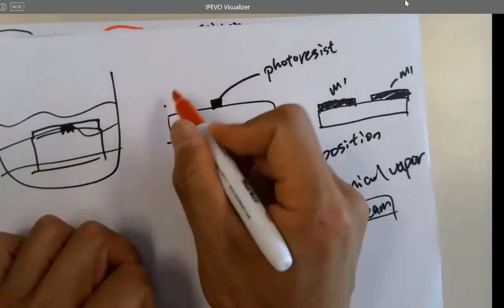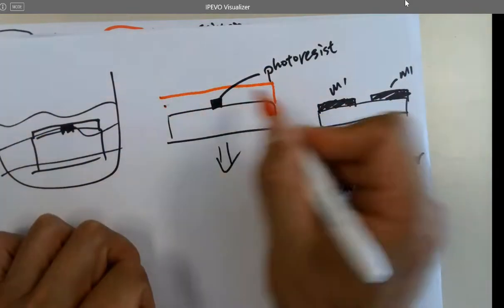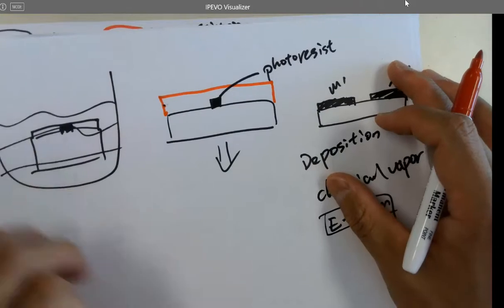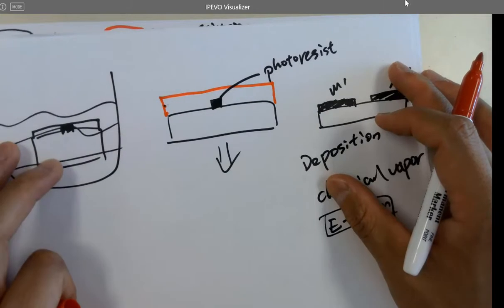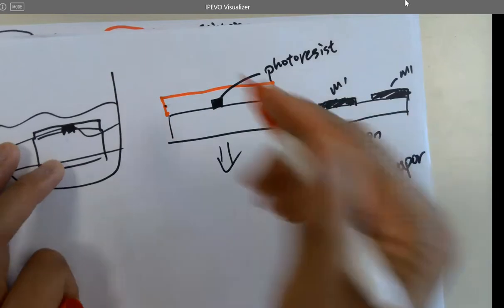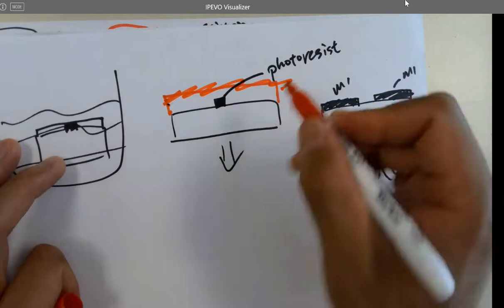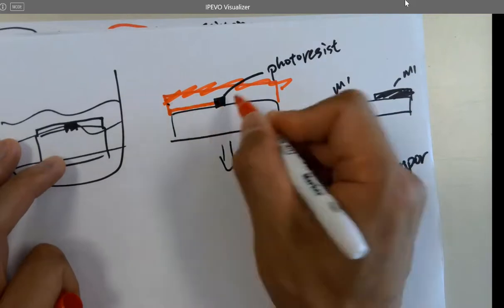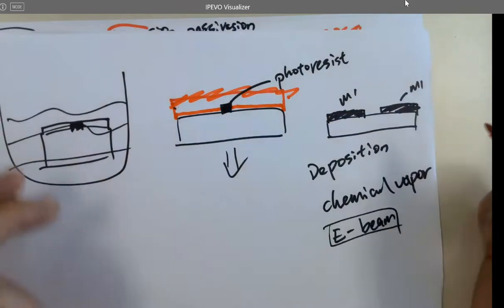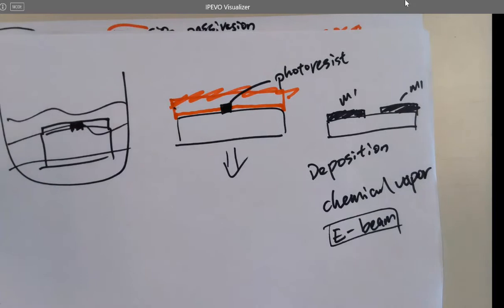M1, right? Here. And what's next? Yeah, I don't know. You want to make it that thick. It's probably only reaching here, right? You can control the time of the deposition, so don't make it super thick.